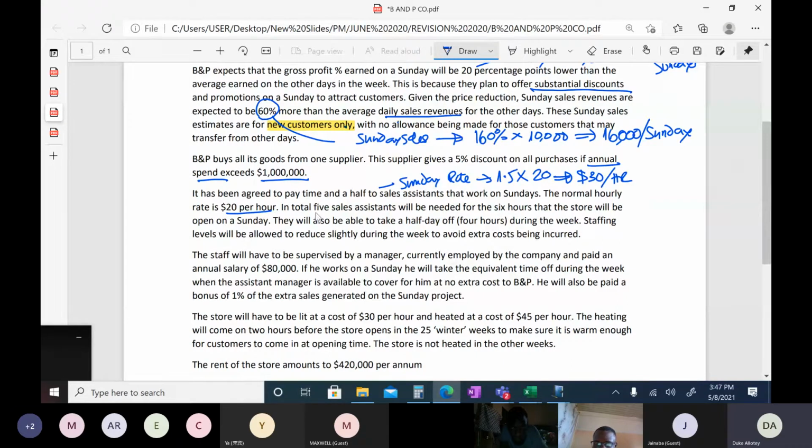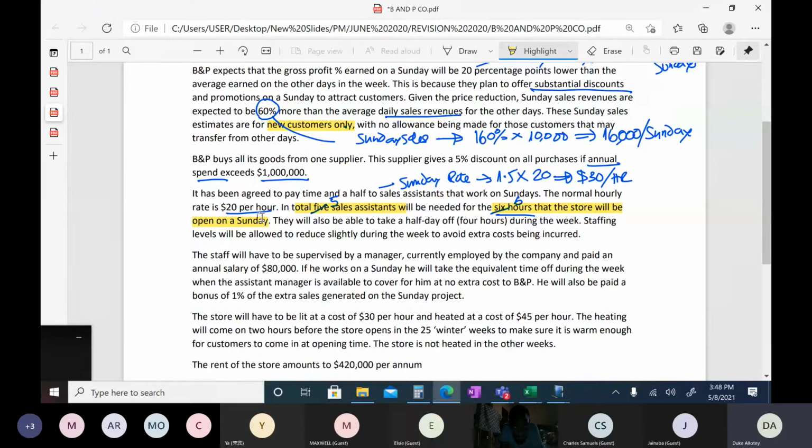Now, in total, you notice that I keep writing five. Five sales assistants will be needed for the 6 hours that the store will be open on Sunday. So take note, 5 assistants, 6 hours that the store will be open on Sunday. I'm highlighting them because in the exam, you'll be in the position to highlight them. Now, they will be able to take half a day off, which is 4 hours, during the week.